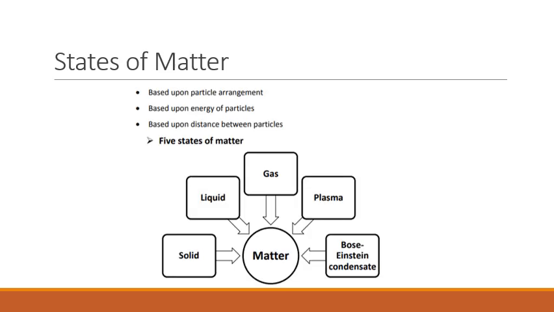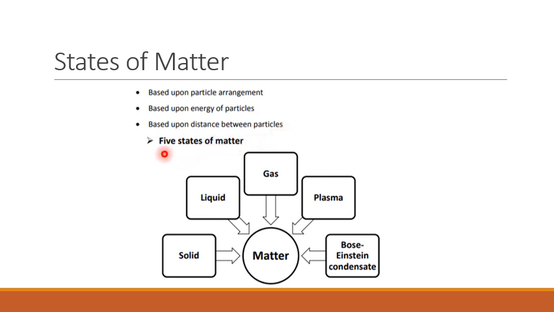States of matter. Matter can be classified into various states based on its physical properties. This classification is based on 3 points, that is the particle arrangement in the matter, the energy of the particles, and the distance between the particles of matter. So on these 3 points, we classify matter in 5 states.